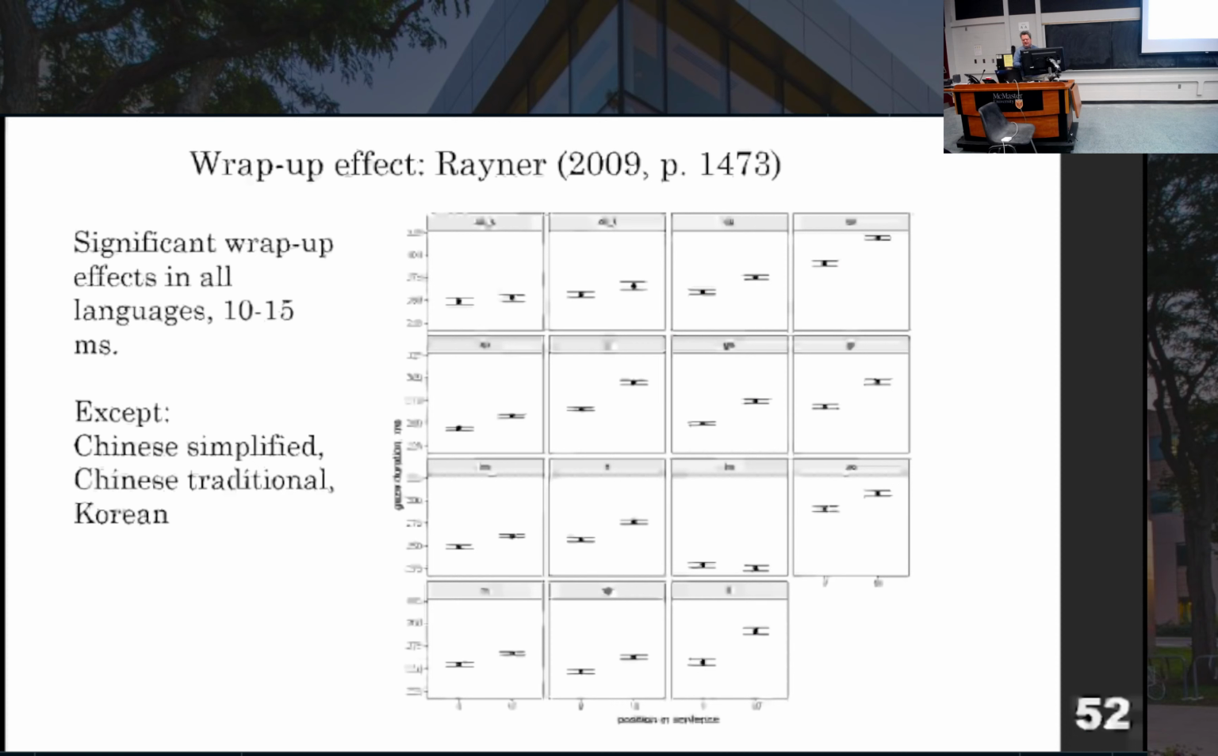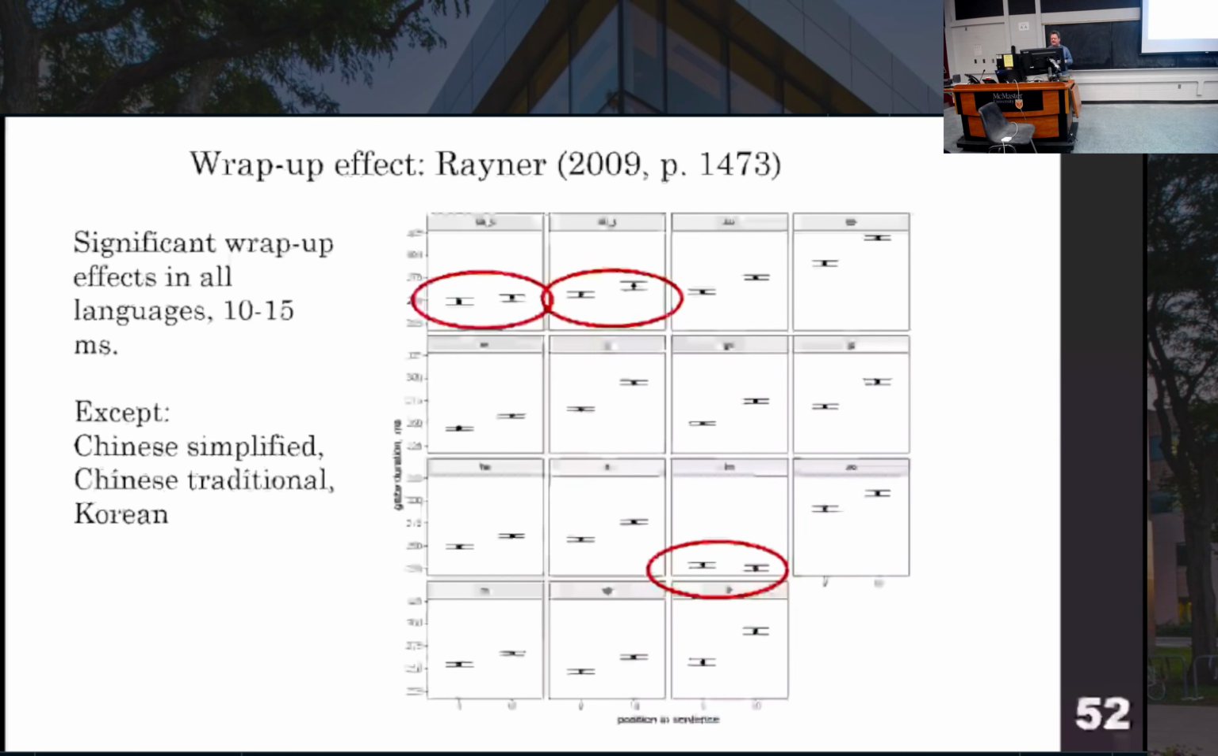And so in every panel, except for 3, we see the wrap-up effect. In most panels, you will see that the last bin took a little longer to process than the one before last. And that's the case here, and here and here. So in all panels except for 3, we see the evidence of the wrap-up effect, and it's on the order of 10 to 15 milliseconds of extra processing time.